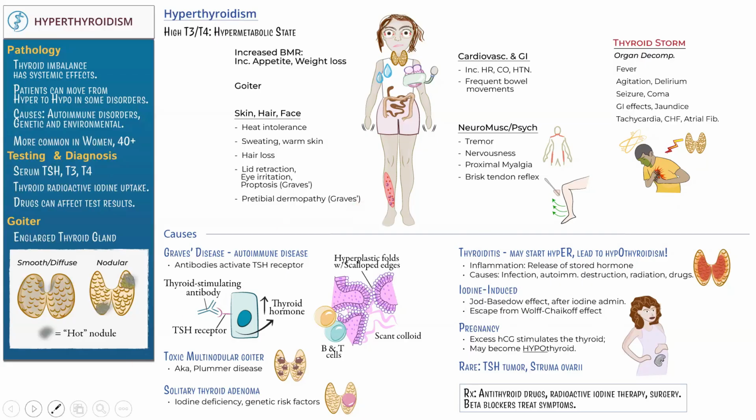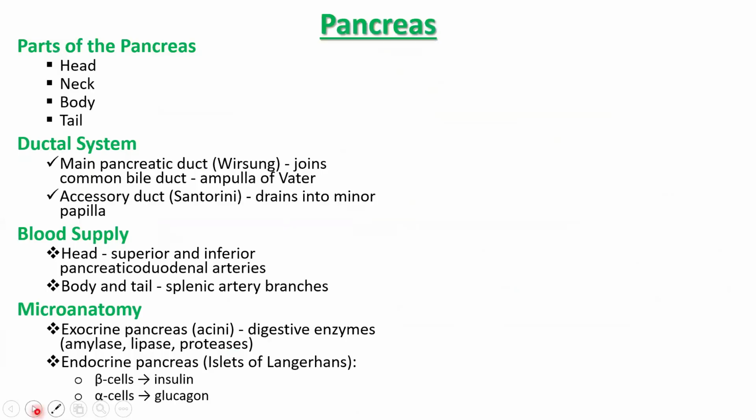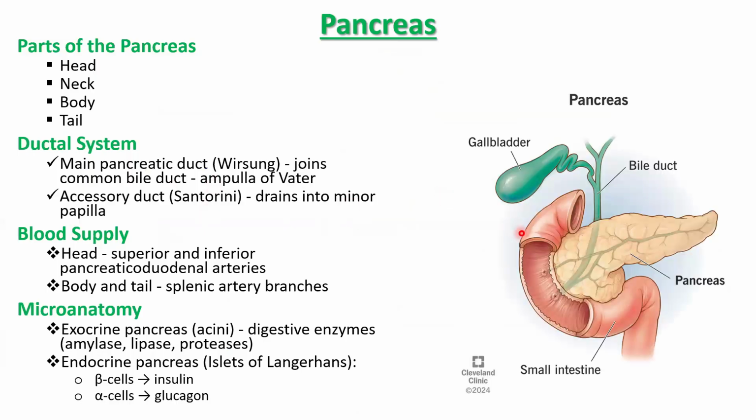I would like us now to go to the next bit, which is talking about the pancreas. This one we had already covered in our last session. It has four parts, actually five parts: the uncinate process, the head, the neck, the body, and the tail. It has two ducts: this is the major pancreatic duct of Wirsung, and this is the minor pancreatic duct. In terms of blood supply, we talked about the splenic artery and also the superior and inferior pancreaticoduodenal arteries.